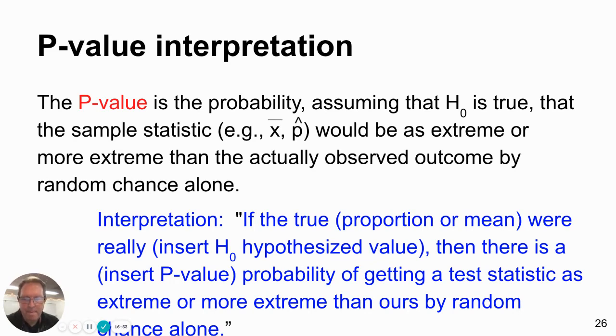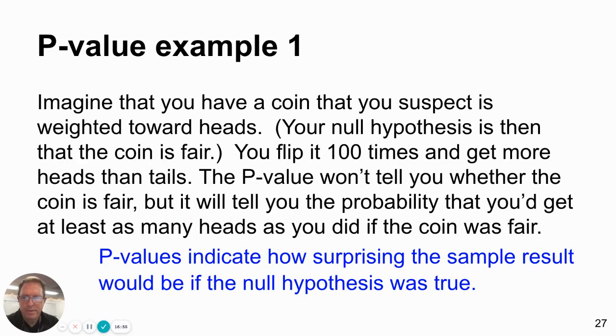I want to give you this. This isn't an example, but this is kind of an illustration of what the p-value tells you. Imagine that you have a coin that you suspect is weighted towards heads. Your null hypothesis is that the coin is fair. You flip it 100 times and get more heads than tails. The p-value won't tell you whether the coin is fair, but it will tell you the probability that you'd get at least as many heads as you did if the coin was in fact fair. P-values indicate how surprising the sample result would be if the null hypothesis was true.